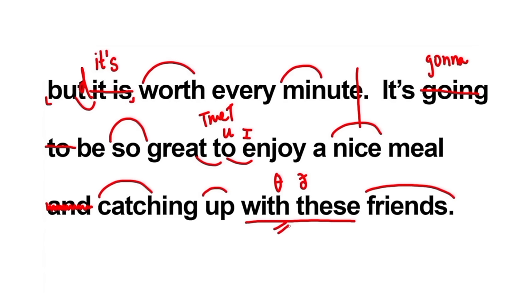So when S and Z link together, S, the unvoiced sound, wins. When unvoiced TH and voiced TH link together, it's the unvoiced sound that wins. So you can link these together, with these, and drop your voiced TH. Just make one unvoiced TH consonant to link the words together. With these friends, with these friends.